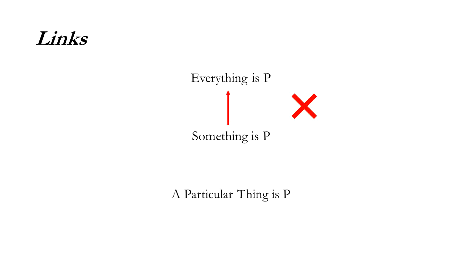All that said, some putative relationships don't hold. Namely, there is no entailment relation between something being pretty and everything being pretty, right? Just because something has a property doesn't mean everything does. Similarly, you cannot infer from something being pretty to a particular thing being pretty, right? And this was, of course, the same sort of reasoning going on when we think about the lottery. Someone's going to win, but I'm not sure who.